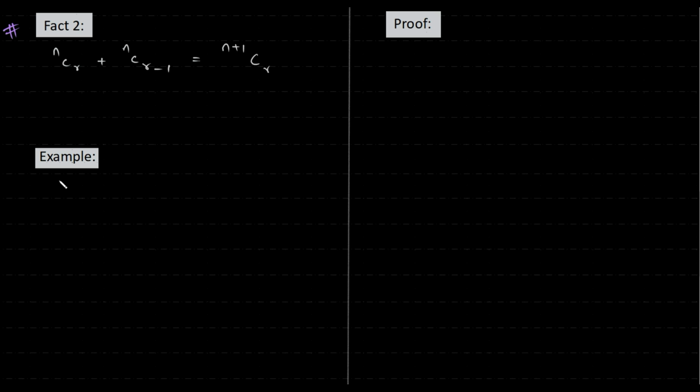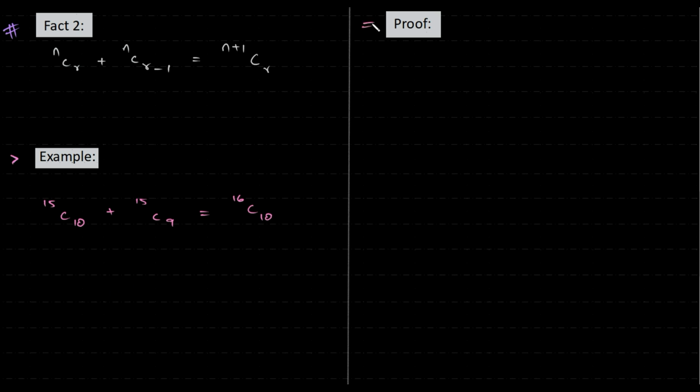Fact number 2. Again, the previous one, we'll be using it in one more chapter called binomial theorem. So they too will be using that fact. So fact number 2: nCr plus nC(r-1) is equal to (n+1)Cr. So how does it look? We have, say, 15C10 plus 15C9 apparently is equal to 16C10.